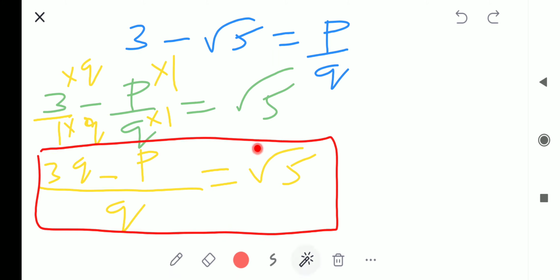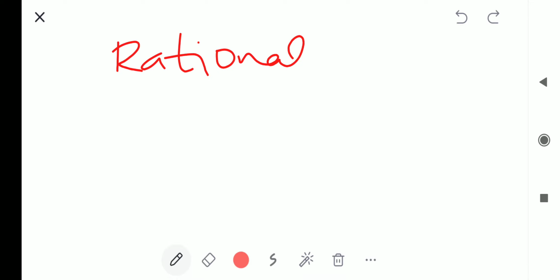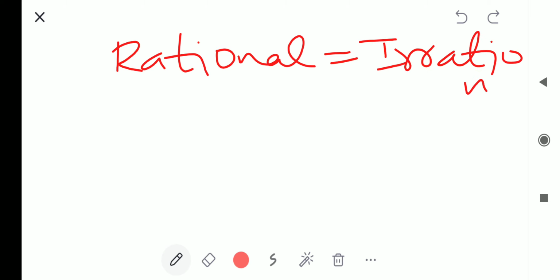On the right side, root 5 is irrational. q is an integer, so 3q is an integer, p is also an integer, so 3q minus p is an integer, and integer by integer is a rational number. So in this equation, LHS is a rational number and RHS is an irrational number. So I am getting rational is equal to irrational. As I told you in the previous example, it is impossible.